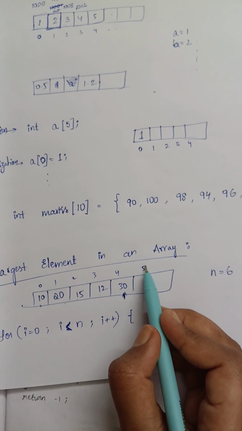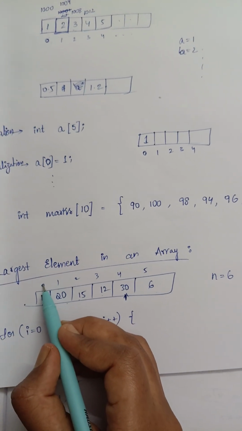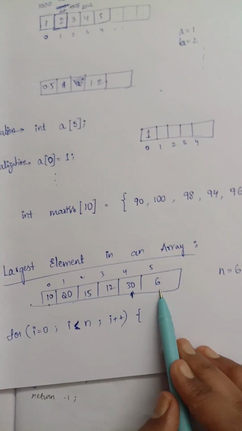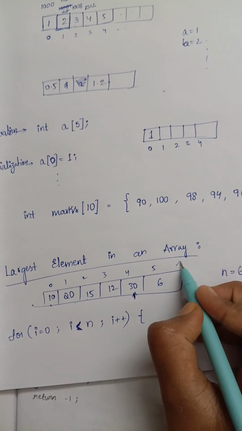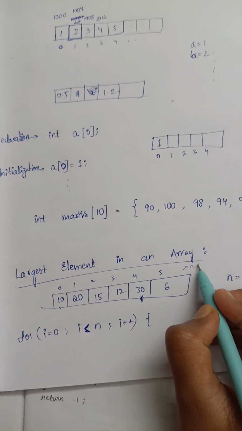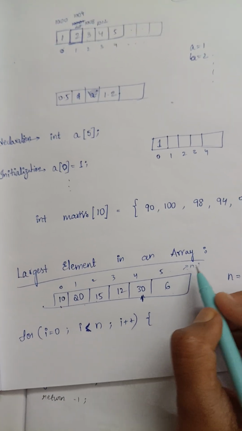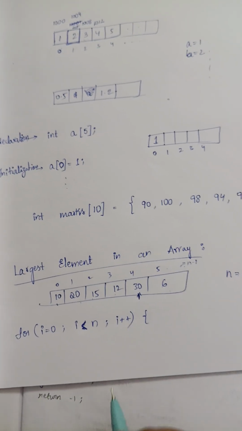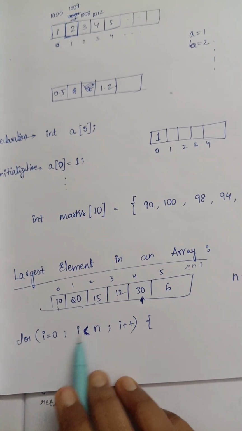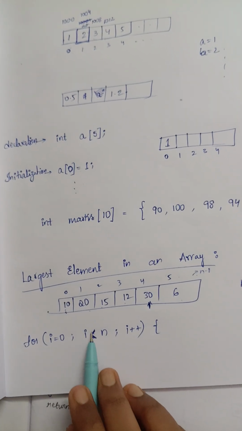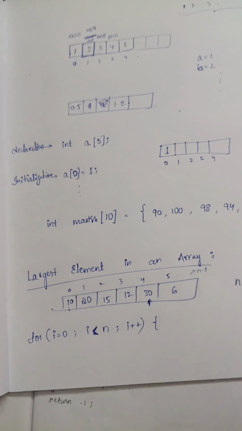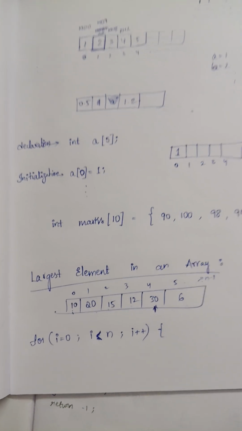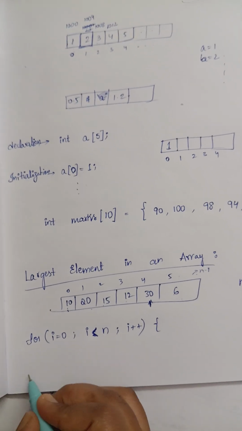But the index will end at 5, because it is starting from 0, right? So since the index is starting from 0, always it will end up at n minus 1 only. That is 6 minus 1, 5. N here means the length of the array. Length of the array is 6. Now i from 0 to i less than 6, for i0, for i1, for i2, for i3, for i4, for i5, till then the for loop runs.